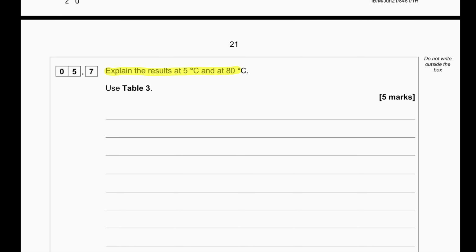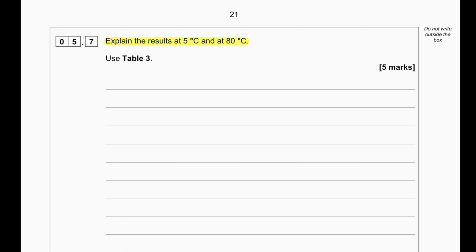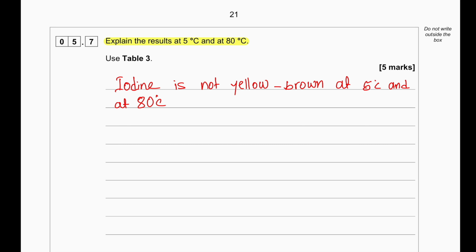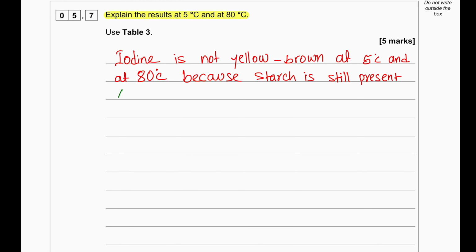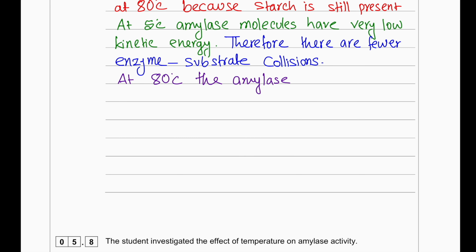Explain the results at 5 degrees Celsius and at 80 degrees Celsius. So we can see at 5 degrees Celsius that the reaction did not take place. We can see the yellow-brown color never appeared. And at 80 degrees Celsius, the yellow-brown color never appeared. So the answer can be written in this way. Iodine is not yellow-brown because starch is still present. At 5 degrees Celsius, amylase molecules have very low kinetic energy. Therefore, few enzyme-substrate collisions can occur. Whereas at 80 degrees Celsius, the amylase has been denatured, so the starch can no longer fit the active site of the enzyme.